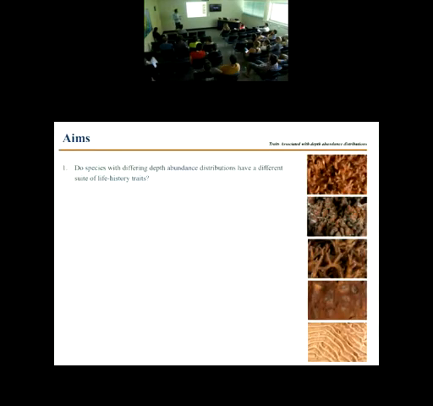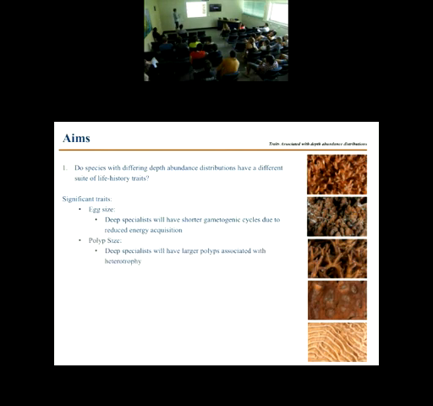So the aim of this study is really to ask, do species with differing depth abundance distributions, which you've already seen, have a different suite of life history traits? There are a few significant traits that I want to look at. For example, egg size. We'd expect to see deep specialists having shorter gametogenic cycles. This is a product of reduced energy acquisition, so we'd see that trait more predominant in deeper water corals. Polyp size: there's the idea that deep specialists will have a larger polyp size. Again, there's lower energy acquisition for photosynthesis down there, so we'd expect to see a higher level of heterotrophy, so maybe a larger polyp size in deeper corals.